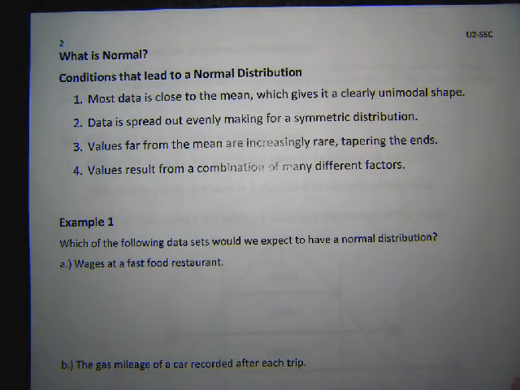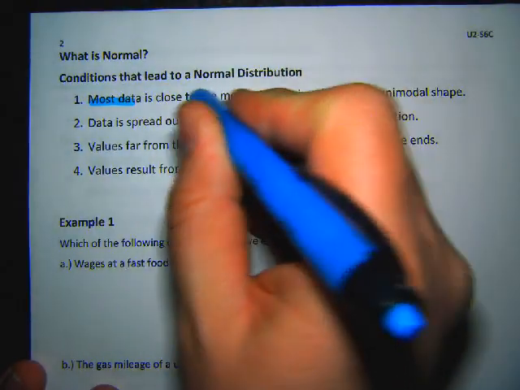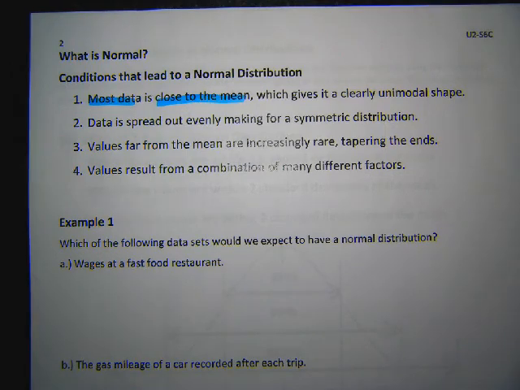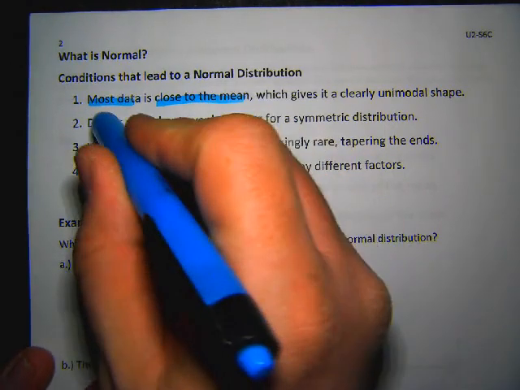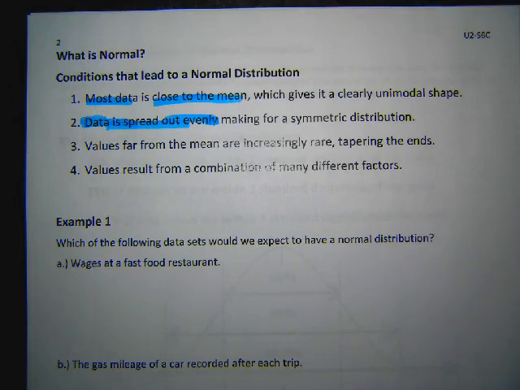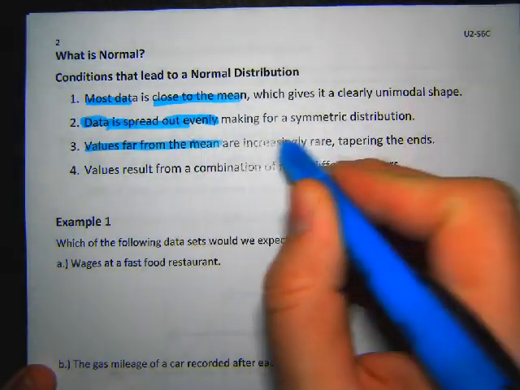In a normal distribution, most of the data is going to be close to the mean. So most results are going to be kind of close to average. You're not going to have a lot of values that are really far from average. So most data is close to the mean. That's what gives it this nice unimodal shape. Data is spread out evenly for a symmetric distribution. So it's spread out evenly, meaning there's not one side where it drops off fast for some reason. We talked previously about how right skewed and left skewed distributions occur. That's not going to happen here. You're going to have just a symmetric set of data. Values that are far from the mean are going to be increasingly rare. So the further you get from what's typical, the less likely those values are.